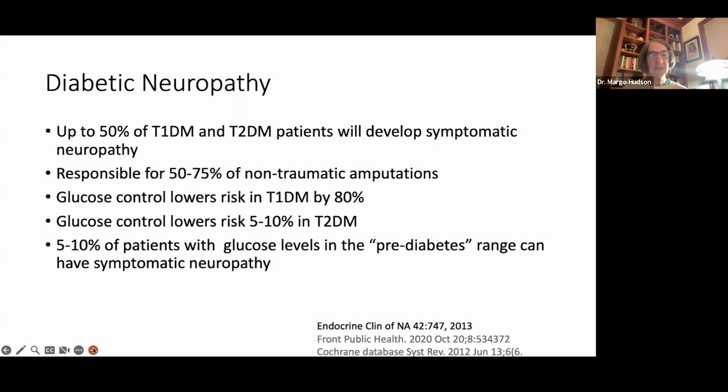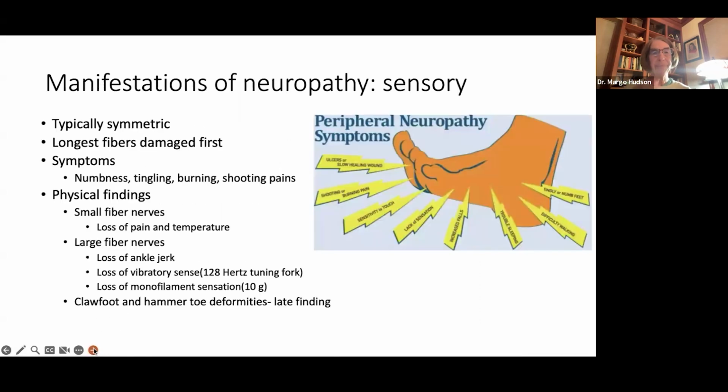And type 2 patients are somehow different because even those with glucose levels in the pre-diabetic range can have symptomatic neuropathy. Again, I'm not sure if you have had patients complain of symptomatic neuropathy with the diagnosis of prediabetes, but about 5 to 10% of that population will already have evidence of symptomatic neuropathy.